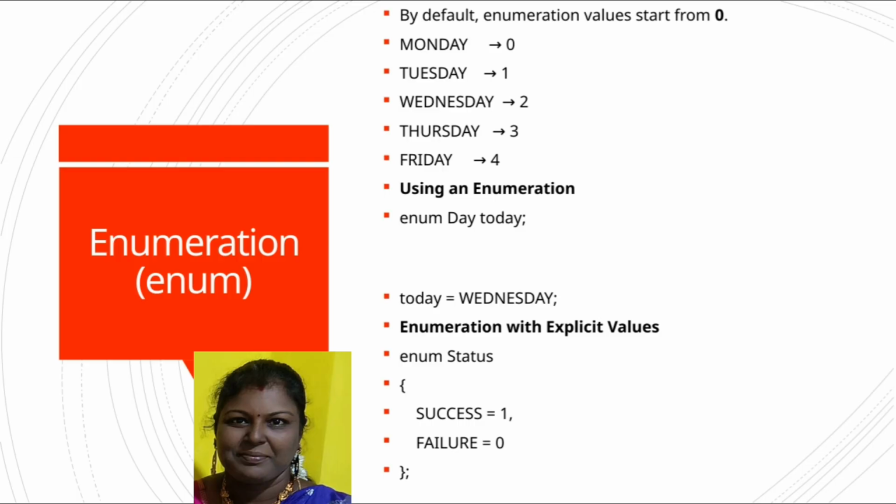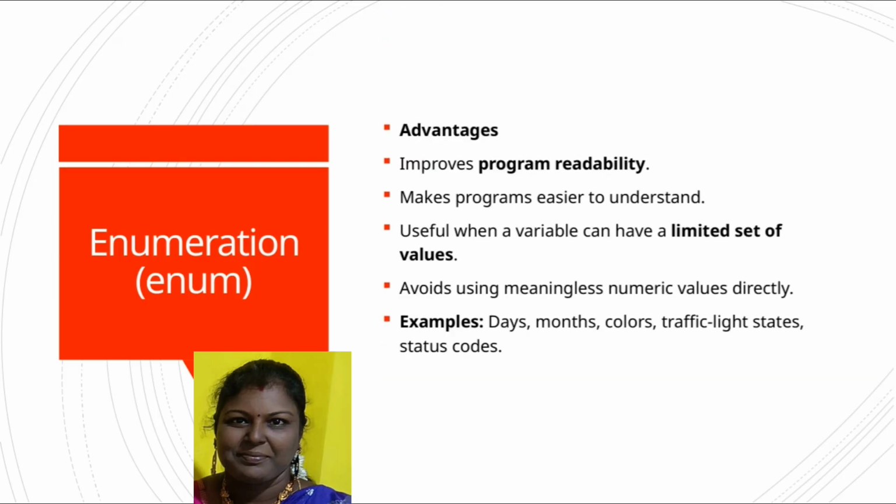Let's talk about the advantages of using enumeration, or enums. Enums improve program readability by giving meaningful names to sets of related values. They make code easier to understand, especially when a variable can only hold a limited number of options. Instead of using random numbers, enums replace those with clear labels. Think about days of the week, months, colors, traffic light states, or status codes. Enums help us handle these in a way that's both intuitive and less error-prone.